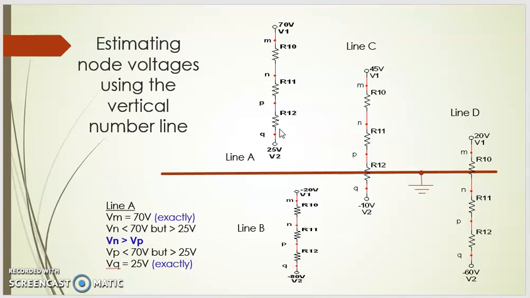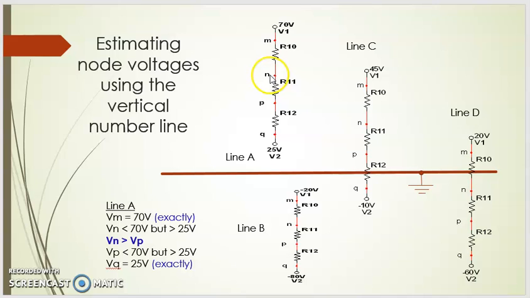So if we look at line A, M is directly connected to the supply voltage, so we know that the voltage at point M is 70 volts. N is in between 70 and 25 volts. So Vn is less than 70 but greater than 25. So we'd probably guess, if we want to guess, maybe 60 volts, maybe 50, maybe 40. It's hard to estimate, but we know that it's less than 70 volts.